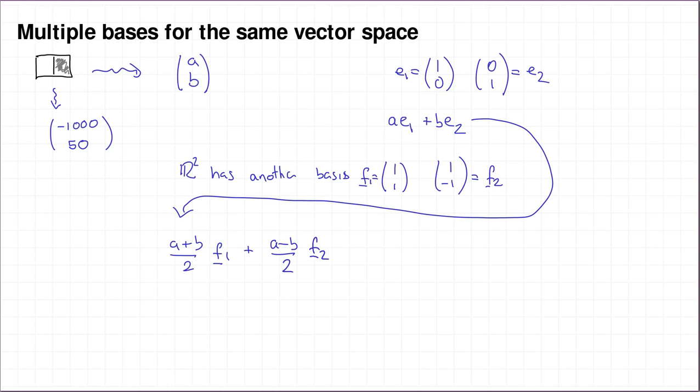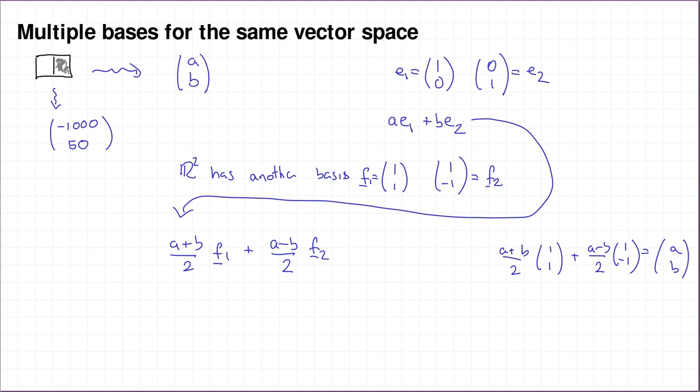Let's just see if that is correct. So if I have (a plus b) over 2 times (1, 1) plus (a minus b) over 2 times (1, -1), then if you work that out, in the top place I should get (a plus b) over 2 plus (a minus b) over 2, which is a. In the bottom place we'll get (a plus b) over 2 minus (a minus b) over 2, which really is b. So this really is correct. Okay, so I can represent this same vector a e1 plus b e2 and rewrite that as a linear combination of the f's.